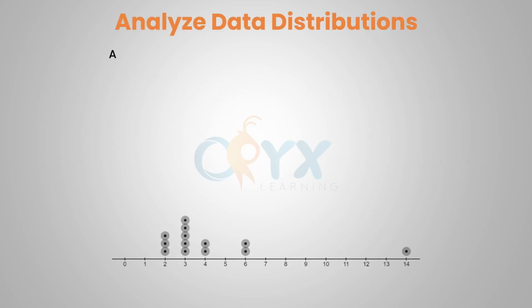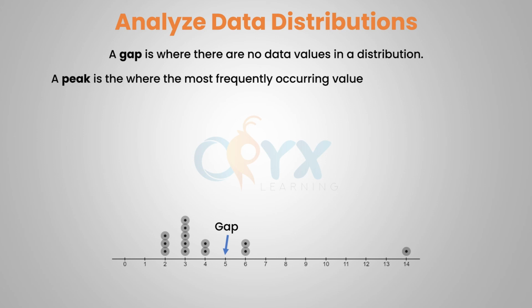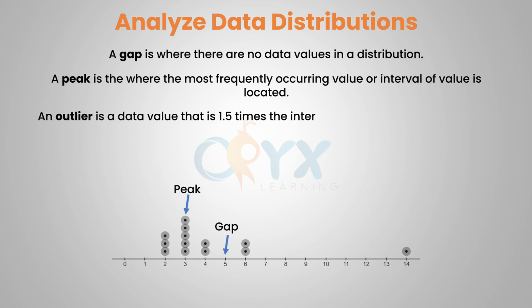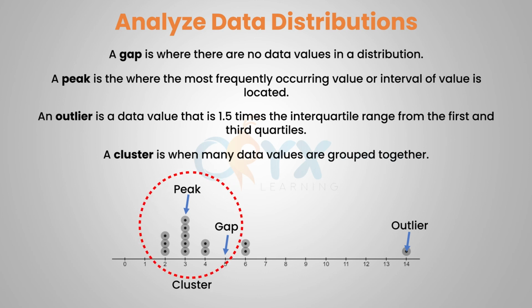Let's review. A gap is where there are no data values in a distribution. In this example, between 4 and 6. A peak is where the most frequently occurring value or interval of values is located. In this example, at 3. An outlier is a data value that's 1.5 times the interquartile range from the first and third quartiles. In this example, there was 1, which is at 14. And a cluster is when many data values are grouped together, which in this example would be between 2 and 4.